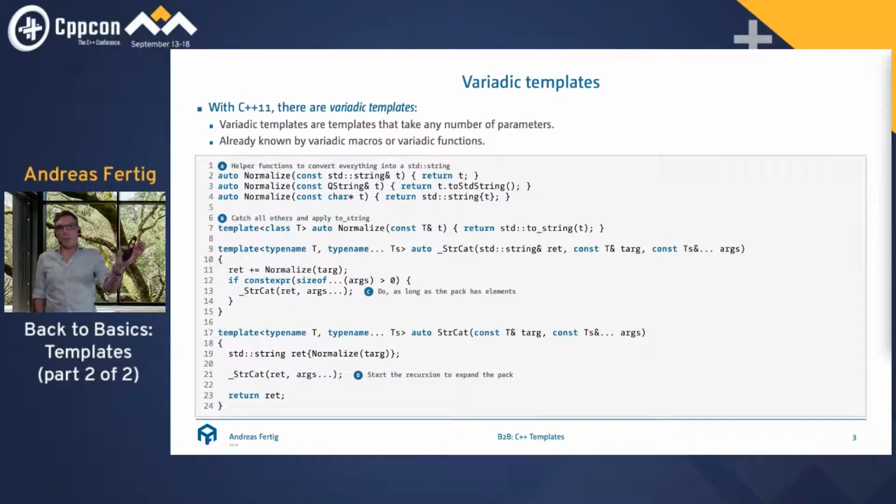What it does in line number 11 is call normalize and append this value to our return value. Whatever was returned by normalize is a std::string by now, and we can add it to ret. Then we see the constexpr if as before. It checks whether there are other elements left in this pack. Is the size of the pack larger than 0? If so, then we can see that strcat now calls itself repeatedly, splitting up one element from the pack each time as before.